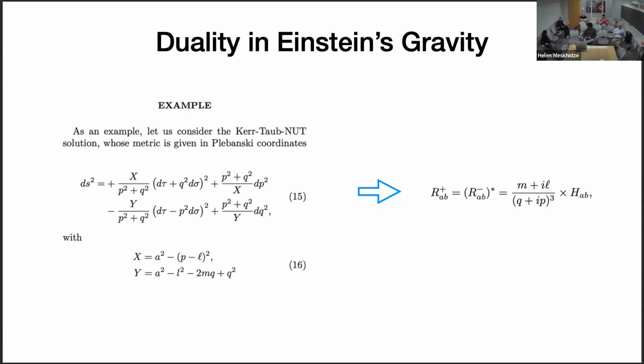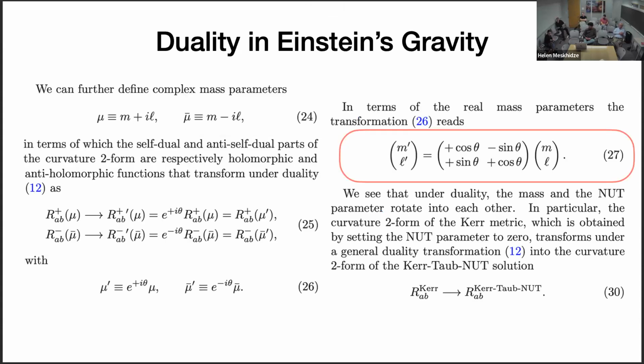Is there a geometrical interpretation of the duality, and is there a way we can understand it? It's a symmetry of the equations of motion. It maps solutions into each other, and what we see here, if we combine this result with the previous results on duality, is that it maps the mass parameters into each other. It rotates them into each other. So in fact, we can map Schwarzschild or Kerr into Kerr-Taub-NUT to add this magnetic factor.